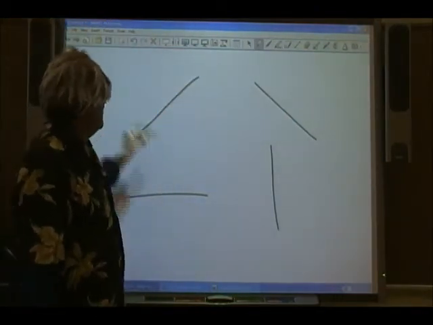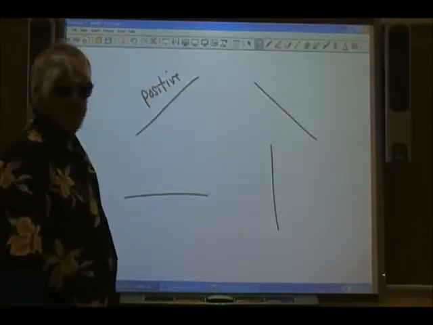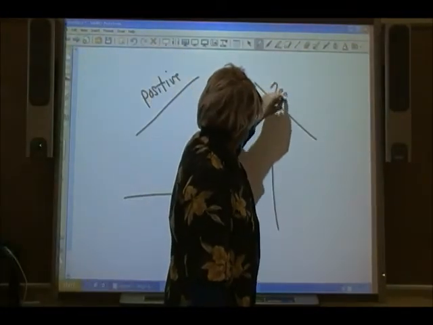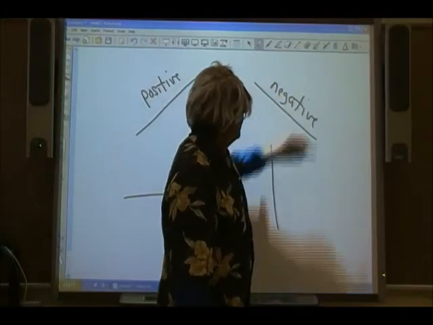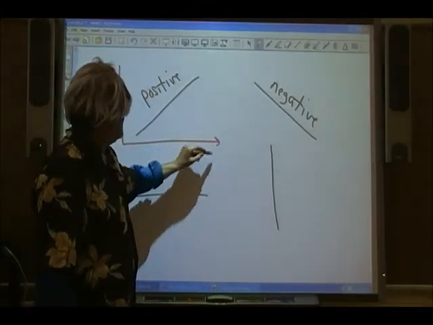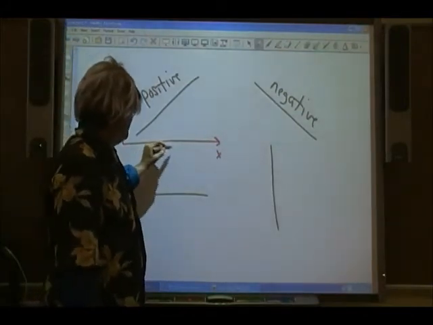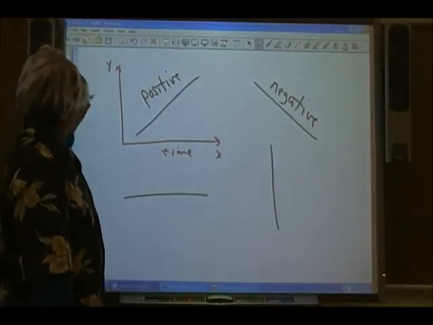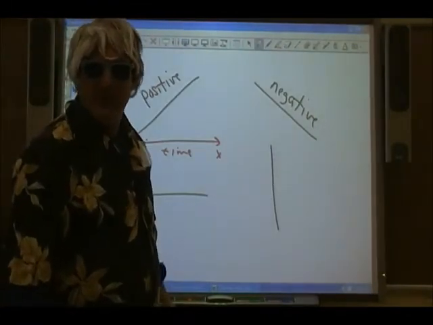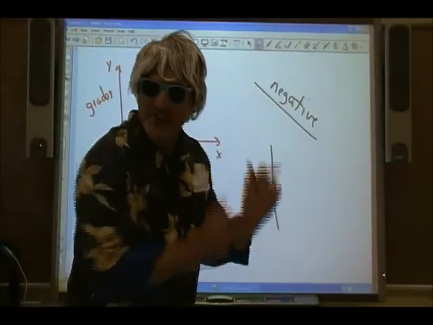Now we have names for these. This is going up, we call it positive. This is going down. It's a negative slope. And it's easy to remember. Let's make a plane. Let's call this x and y, right? Let's do this as grades. This is time. We'll call this time. And these are your grades. If your grades are going up over time, well, that's a very positive thing. And I applaud you.